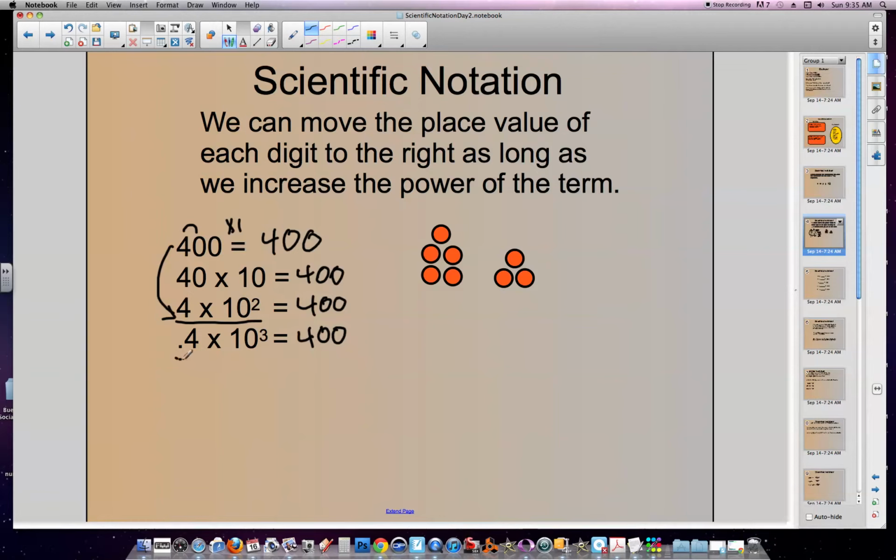Here we've actually gone 1 to the other side. This is 1 less power of 10, 1/10, and then 3 powers of 10. So we still get 400.